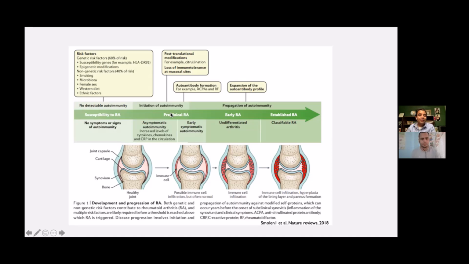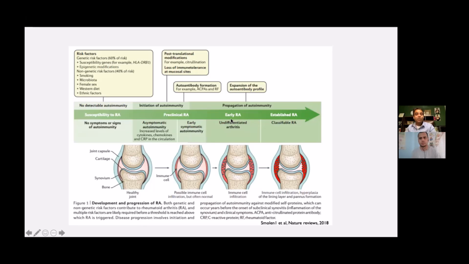Now, in the preclinical rheumatoid arthritis, they could have no symptoms, but when you check antibody levels, they could have autoantibody production. Now, I show you a graph of time of diagnosis of rheumatoid arthritis, and you could have antibodies way before your diagnosis. This is your early preclinical RA.